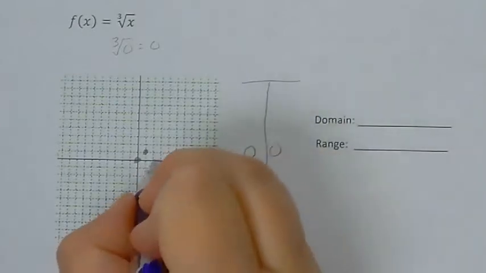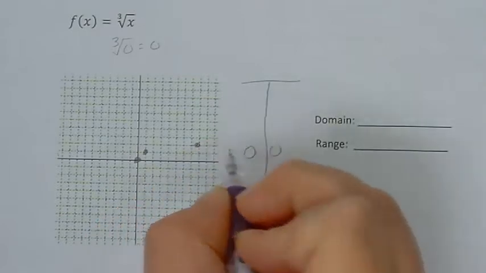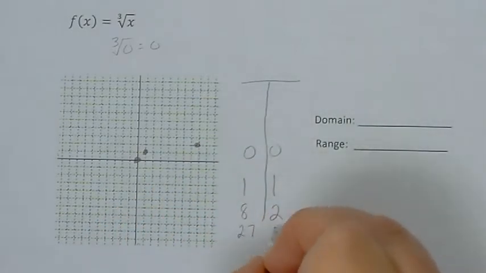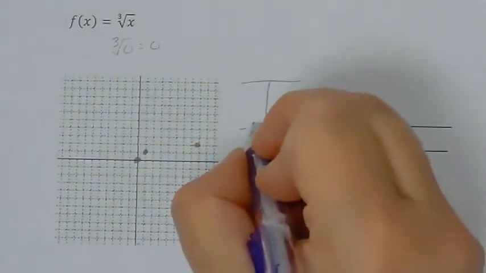So I'm going to go over 8 and up 2. The next number I would try would be 27 because the cube root of 27 is 3. But I'm going to stop there. Let's think about what happens on the other side.